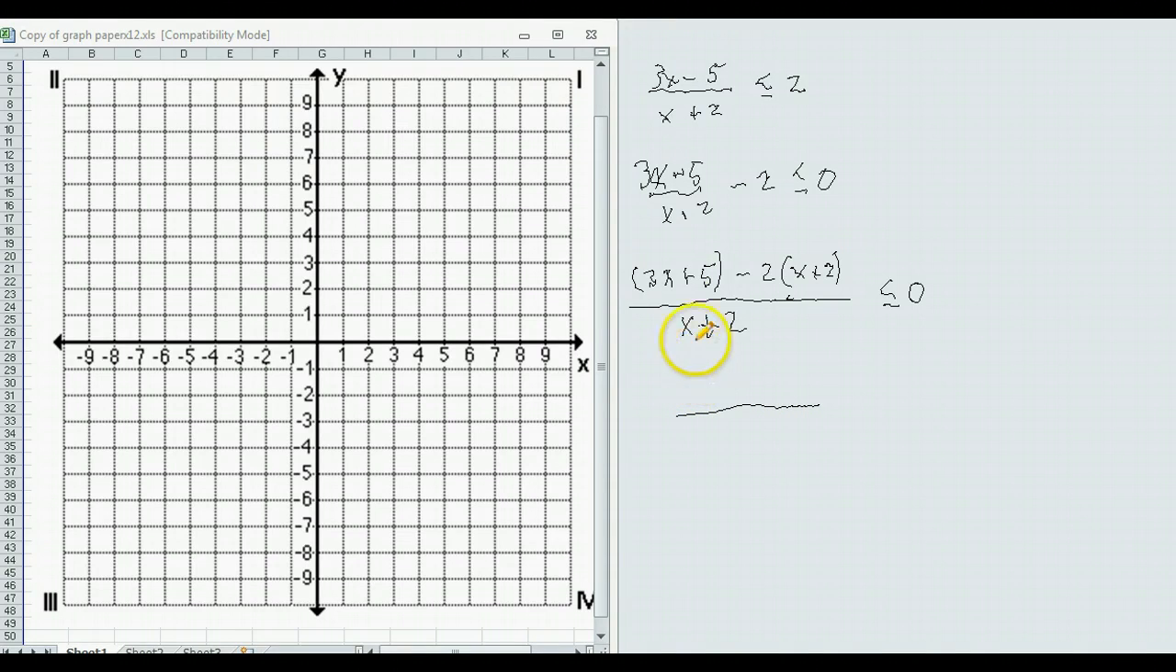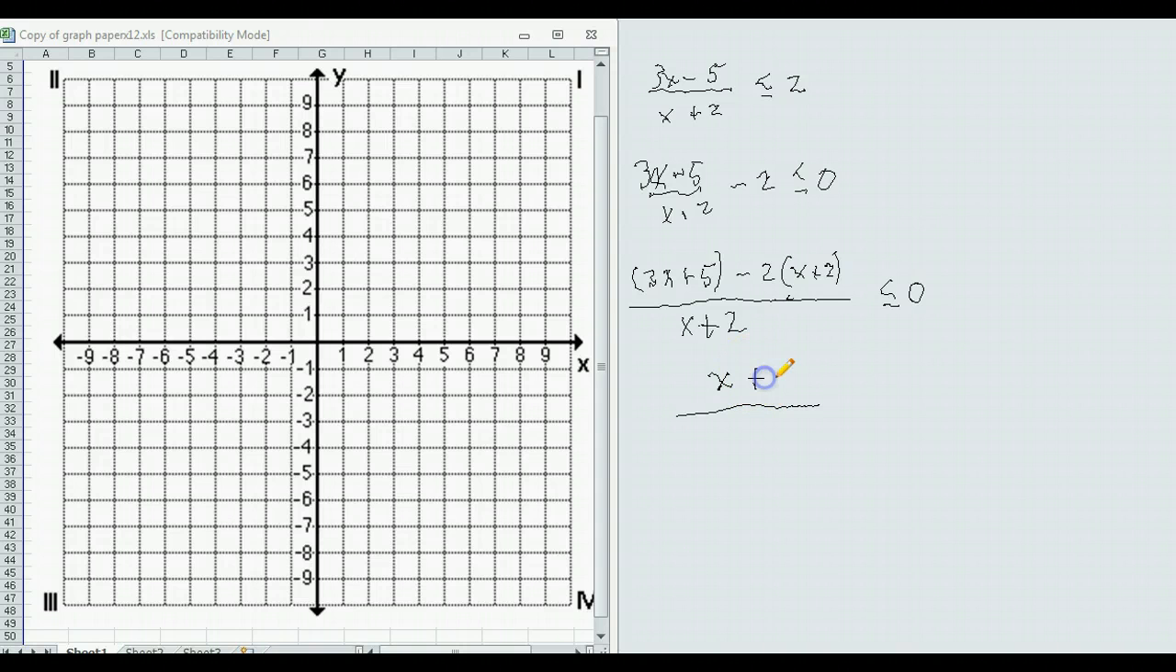Brandon, group 3x minus 2x. We're distributing the negative 2. So there's 1x in the numerator. Okay, is everybody okay with that? Okay, now 5 minus 2. What's the number in there?